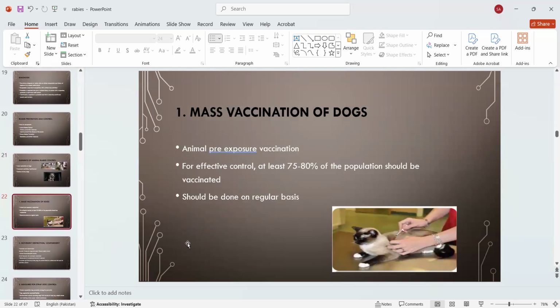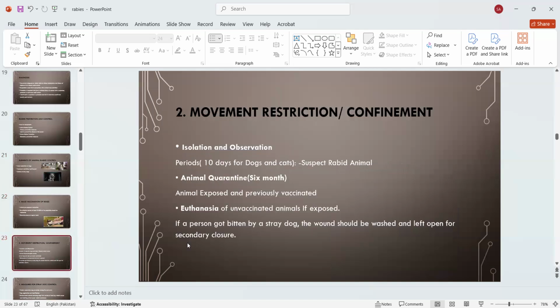Mass vaccination of dogs includes the animal pre-exposure vaccination. For effective control, at least 75 to 80% of the population should be vaccinated. Should be done on a regular basis. Movement restriction or confinement. If there is a suspect rabid animal, it is isolated and observed for at least 10 days. If the animal is exposed and previously vaccinated, it is quarantined for 6 months. Euthanasia of unvaccinated animals if exposed. If a person got bitten by a stray dog, the wound should be washed and left open for secondary closure.